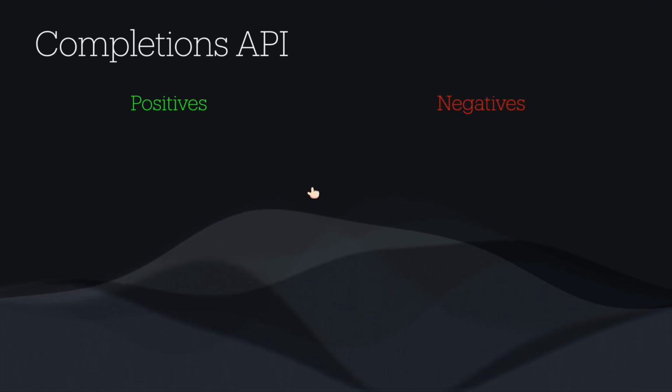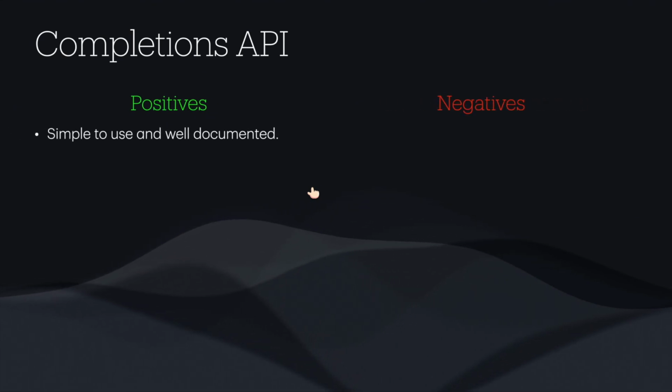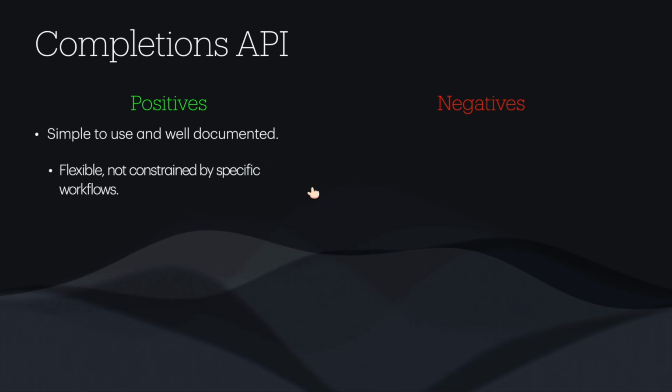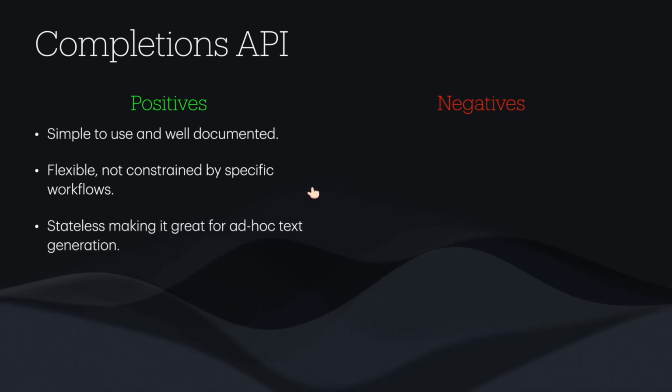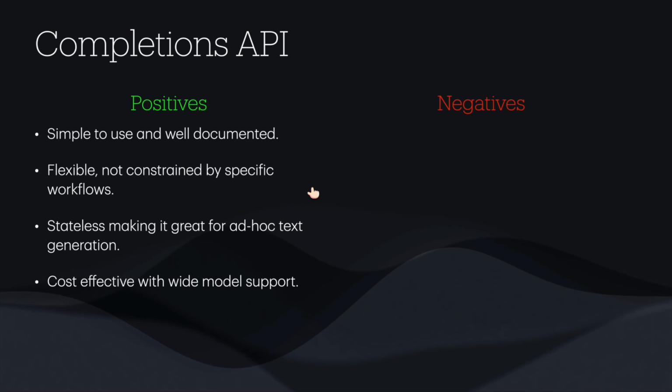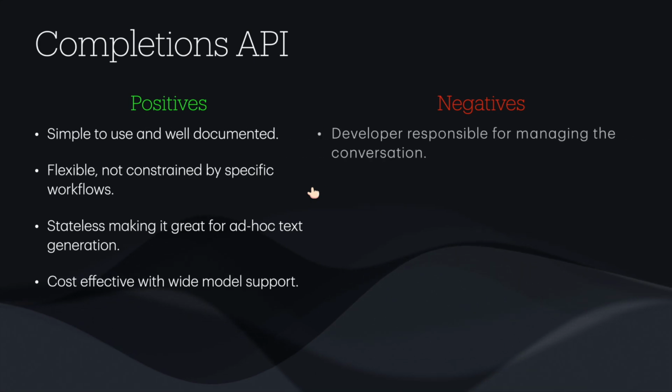So what are some pros and cons to the Completions API? It's super simple to use. It's very flexible. You're not constrained to a specific workflow like you will see in the Assistance API. It's stateless in nature, making it really good at doing these ad hoc text generations. And it's very cost effective, and you can use it across a wide variety of models created by OpenAI.